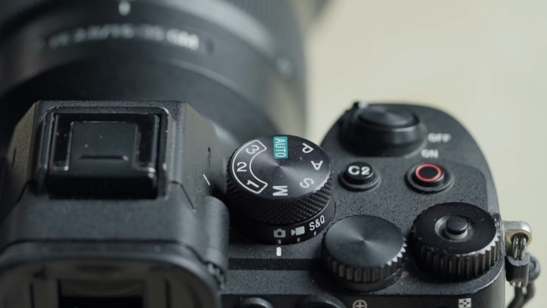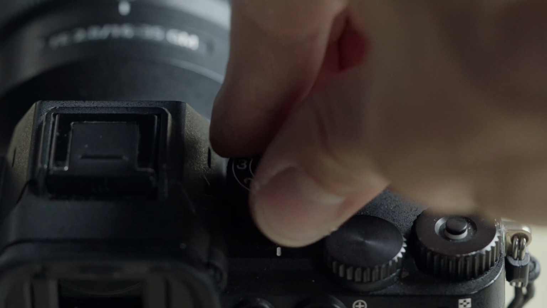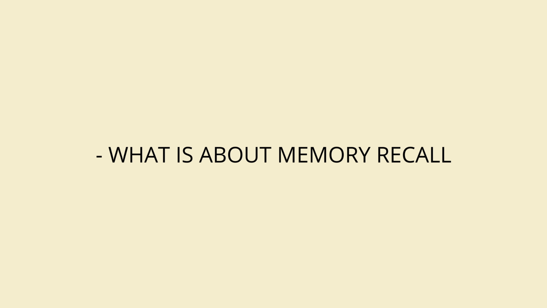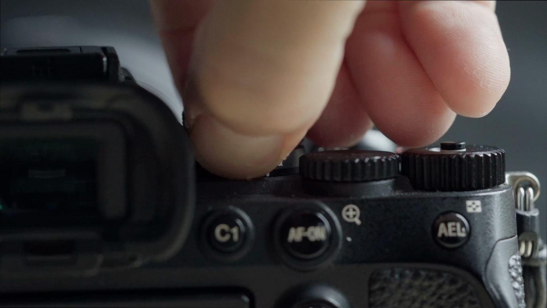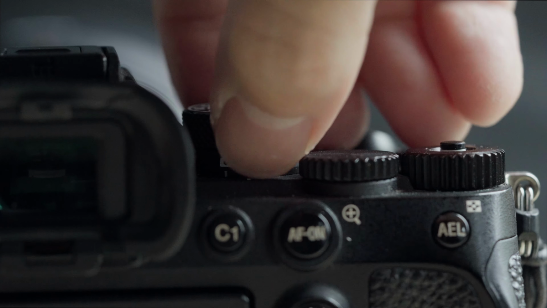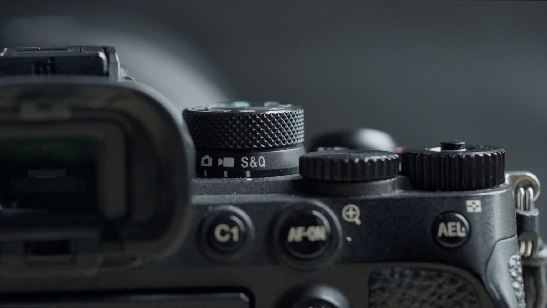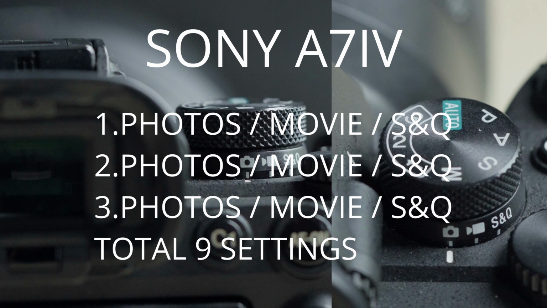The good news is you can register the settings and simply dial the button corresponding to the setting you already registered. That's how memory recall works, and you can say goodbye to your failed photos. What is memory recall? The latest Sony cameras have this memory recall function. Here, on the Sony a7 IV, we have 3 shooting modes: photos, movies, and S&Q mode. You can register 3 settings for each mode: 3 settings for photos, 3 settings for movies, 3 settings for S&Q. So you can register a total of 9 settings.